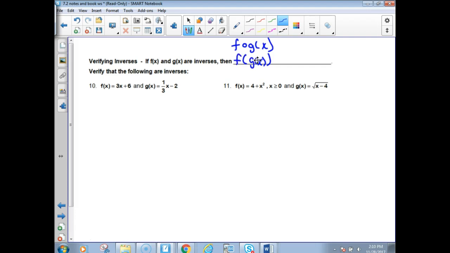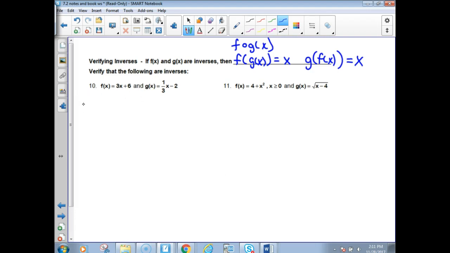If your f of g of x comes out to be x, and the g of f of x simplifies down to x, then the two functions are inverses. They are inverses of one another. Now, I shouldn't have said functions. They don't have to be functions. We're going to verify that the following are inverses.